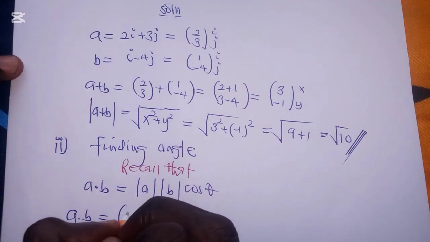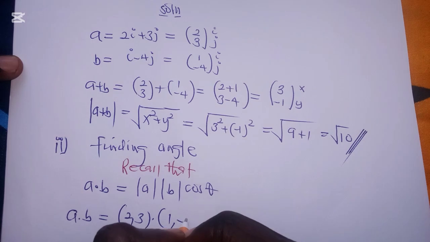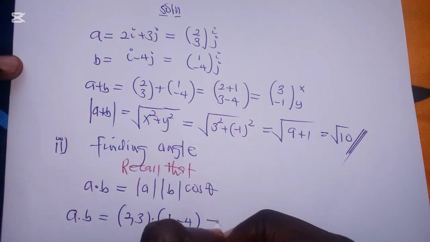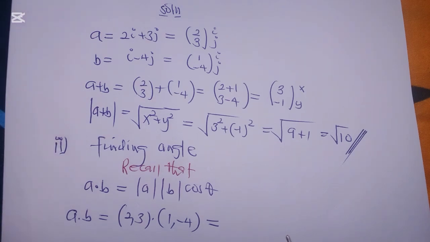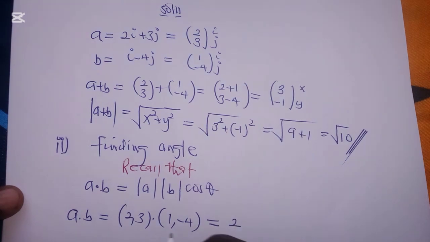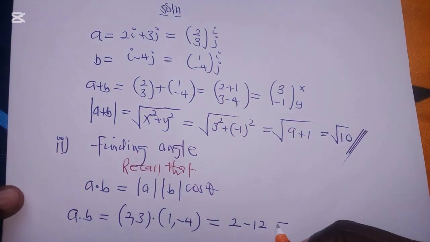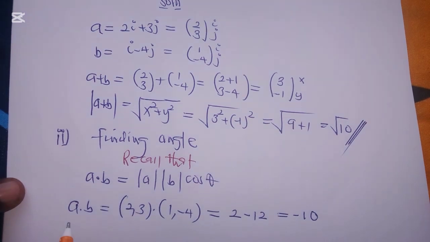We are given A as (2, 3), and multiplying by B, which is given as (1, -4). Now to multiply these, we say 2 times 1 is 2, and 3 times -4 gives you -12. Then this gives us -10. So it means the dot product of A and B becomes -10. We just multiply this and this, and this also multiplied by this, to get this.